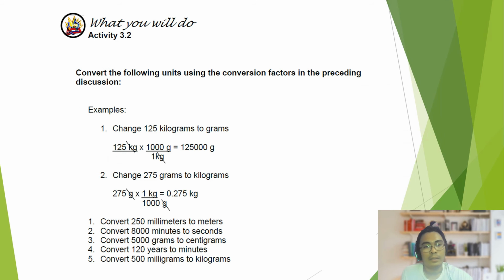For activity number 3.2, you're not actually after the conversion factor. Here, you will convert. So, we have an actual conversion happening. For example, we have 250 millimeters to meters. How many meters are there in 250 millimeters? So, examples are given here. For example, we have 125 kilograms. How many grams is that?